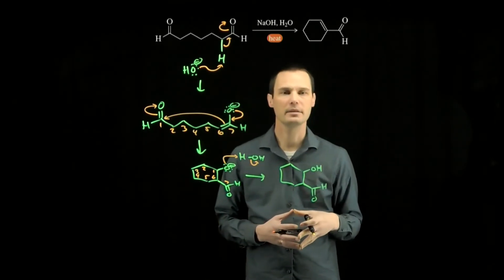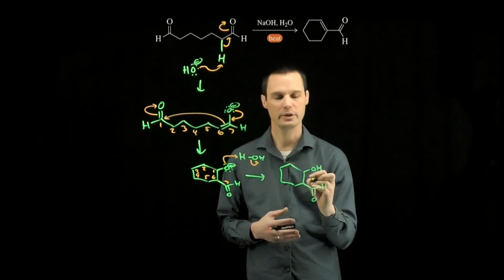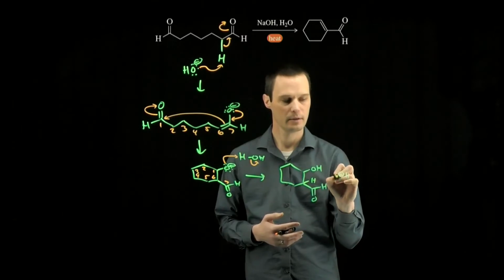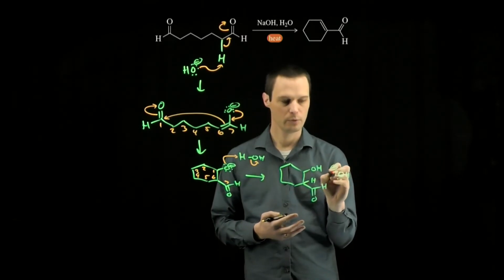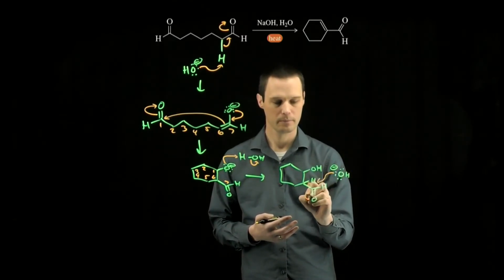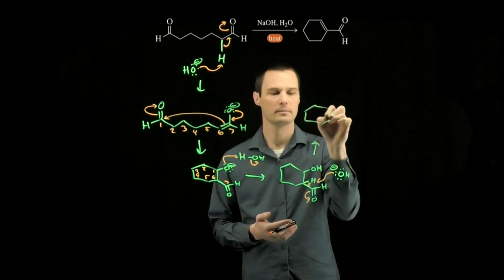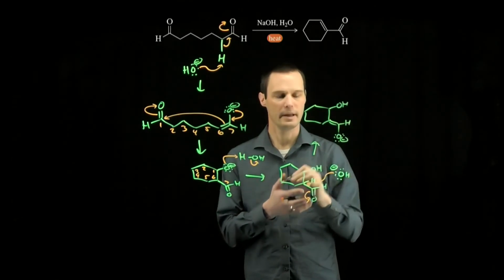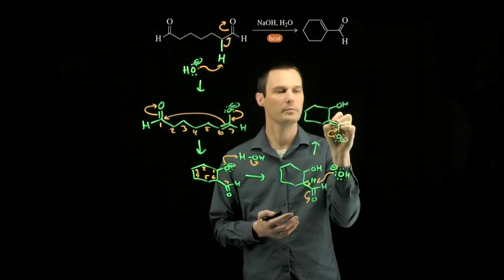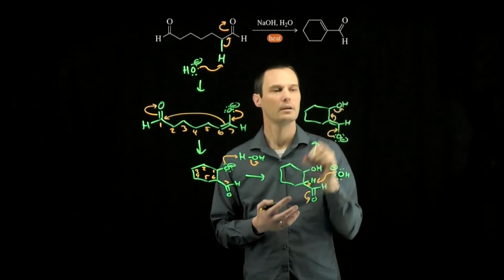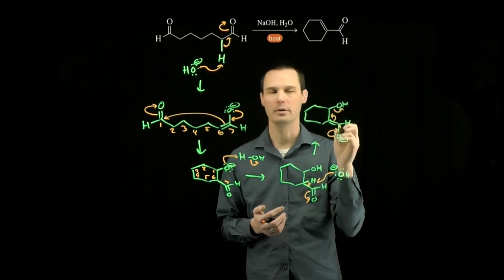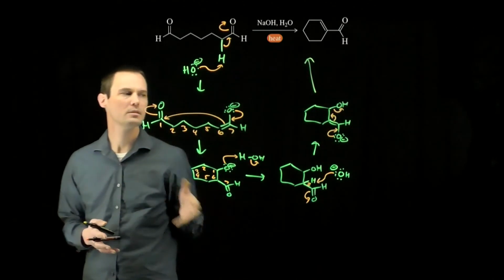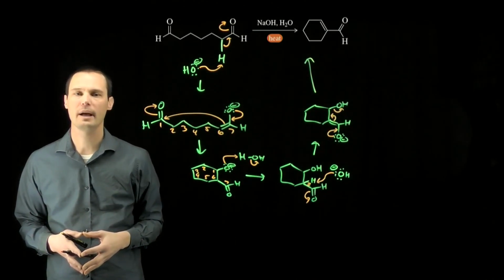Since we have added heat in this reaction, we'll continue on to do the aldol dehydration. So we'll remove this hydrogen with more hydroxide to form another enolate. And then we'll use those electrons on oxygen to start the sequence where we eliminate hydroxide from carbon number 1, and that will form our final product of this reaction. This is the mechanism for the intramolecular aldol condensation reaction.